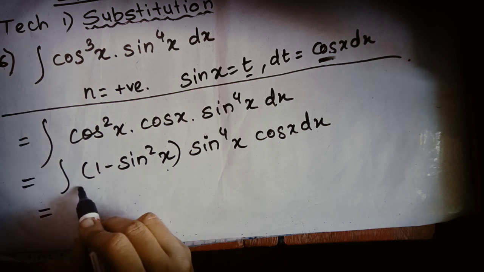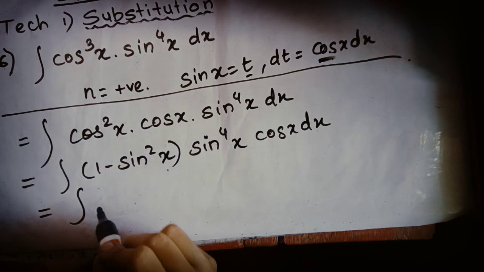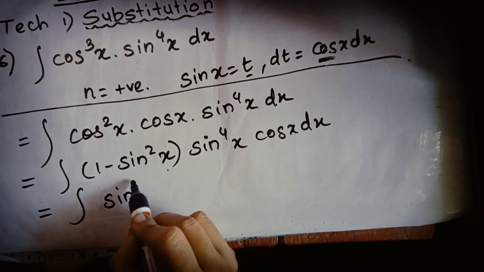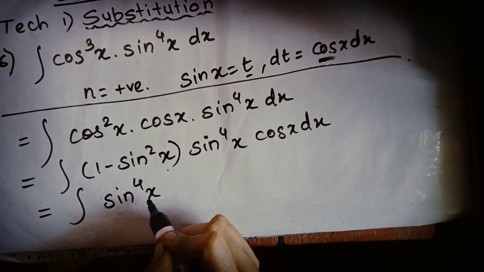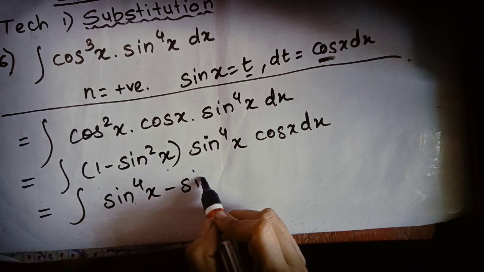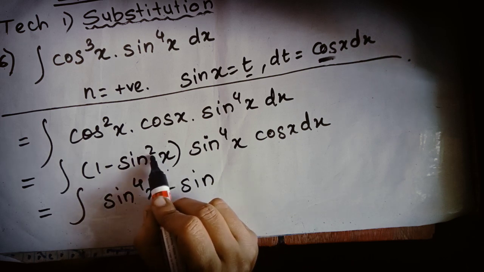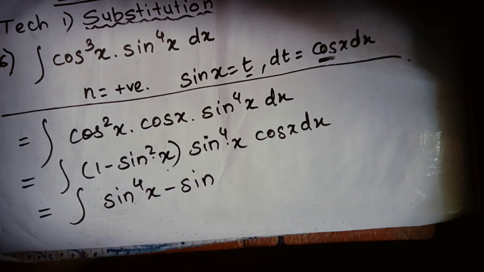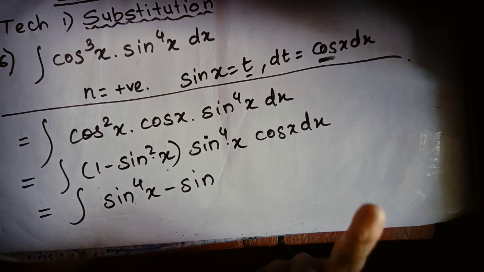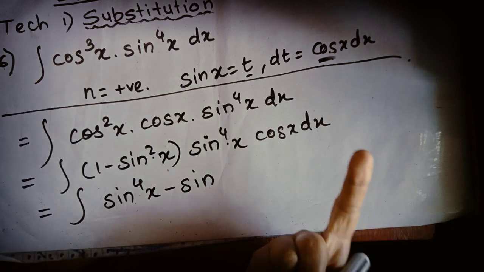So this sine raised to 4 you can take inside, so this will be sine raised to 4 minus sine raised to, this is 2 plus 4, a raised to m into a raised to n is a raised to m plus n, right?